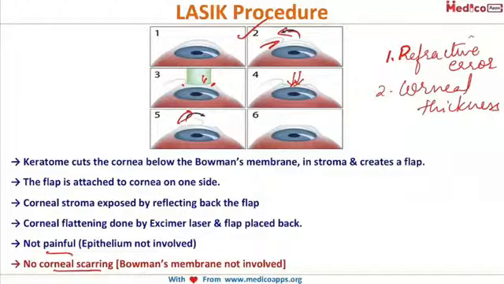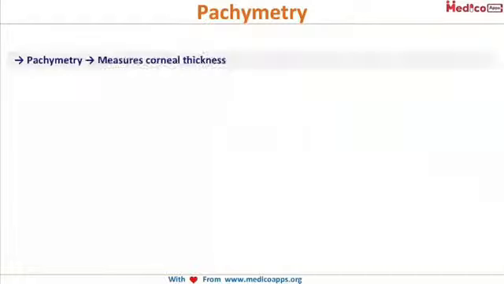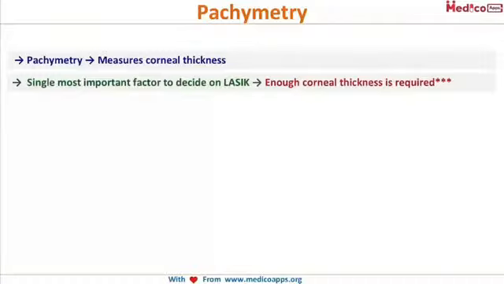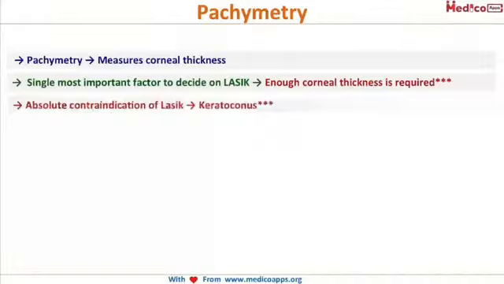Now that we have spoken about corneal thickness, we have to mention this procedure called pachymetry, which allows us to measure the corneal thickness. Pachy means thickness, so we measure the corneal thickness with this pachymetry. It is the single most important factor which decides how much you are going to ablate in the LASIK. So there is a stipulated amount of thickness that is required so that you can call a patient eligible for LASIK surgery. However, an absolute contraindication for LASIK surgery is keratoconus. Please remember this, it can be asked. An absolute contraindication.